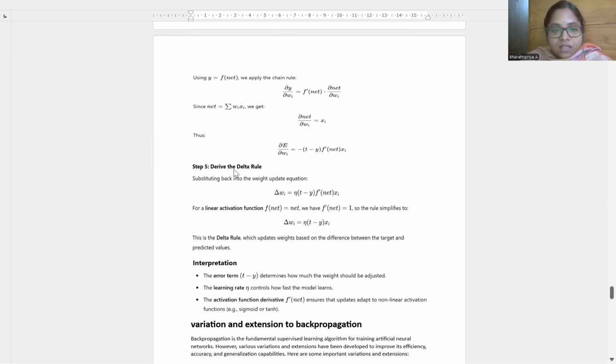Step 5 is to derive the delta rule. By substituting back into the last equation, we obtain the change in the weight equal to the learning rate times (t minus y) times xi. This is nothing but the delta rule, which updates the weights based on the difference between the target and the predicted values. The interpretation of the final result is that the error term t minus y determines how fast the weight should be adjusted, and the learning rate controls how fast the model will learn. The activation function derivative ensures that updates adapt to nonlinear activation functions, for example sigmoid or tanh.